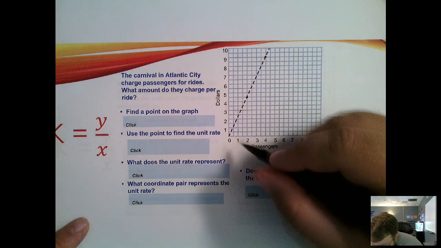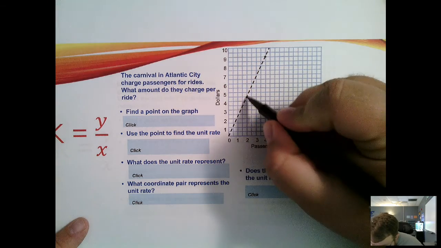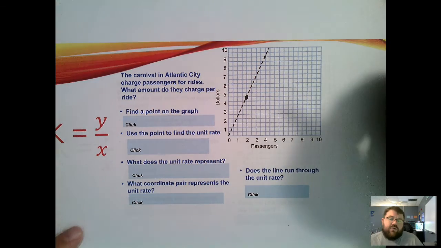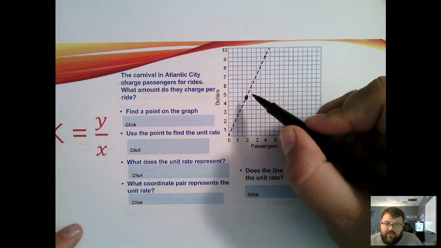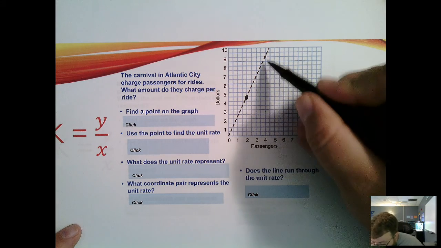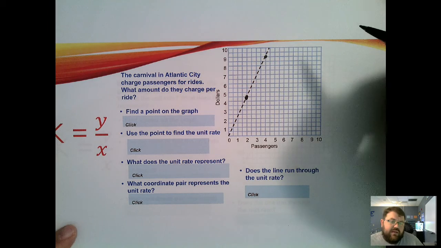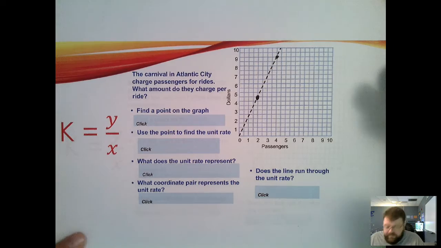Let's use this point here. As Miss Banks talked to you all about, it's very important that you try your best to pick a point that is in the corner of the grid. It makes it a little bit easier to be more accurate with your answer.